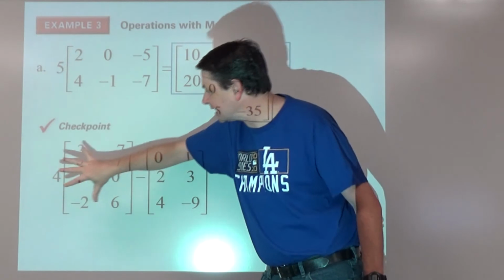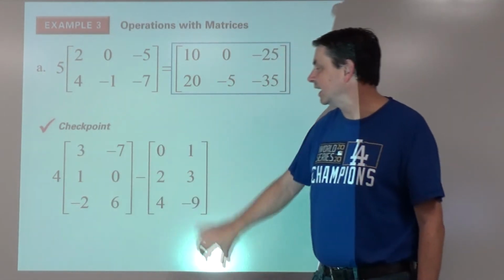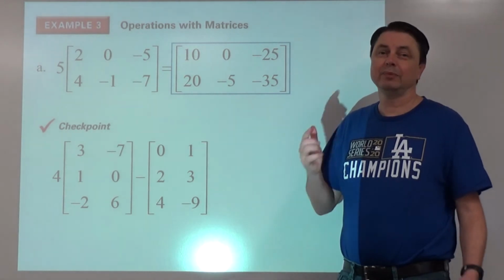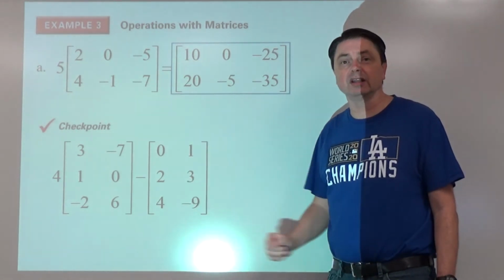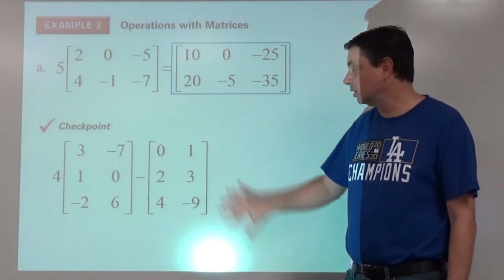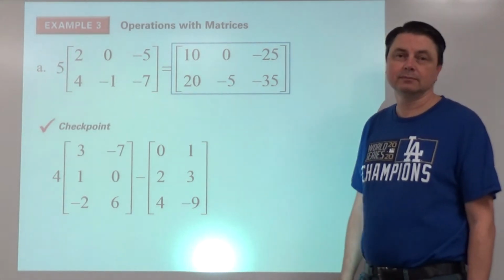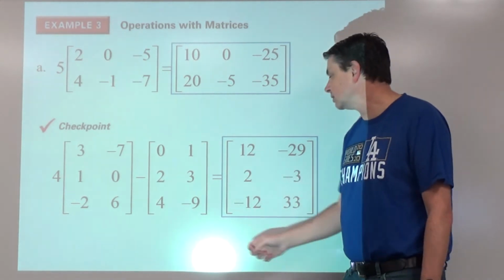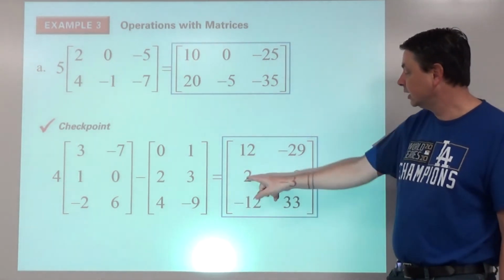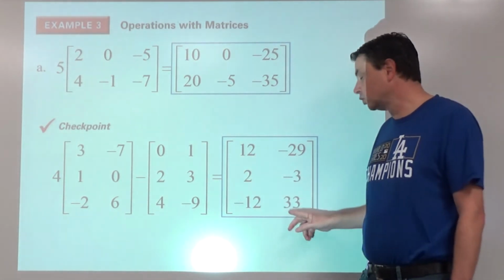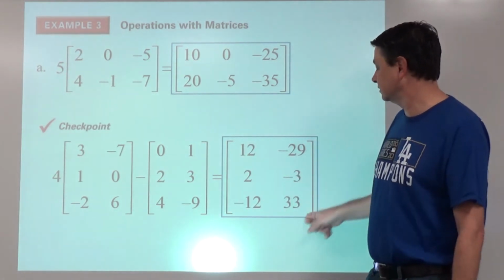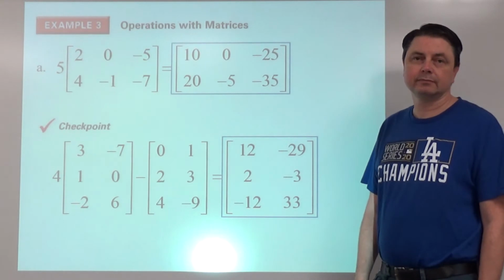We want to do 4 times this matrix minus this matrix. Do it on your own. Maybe even play around with the graphing calculator. See if you can verify your result. Come back here when you're ready. The answer is the matrix 12, negative 29, 2, negative 3, negative 12, 33. Make sure you indicate the brackets to say that it's a matrix.